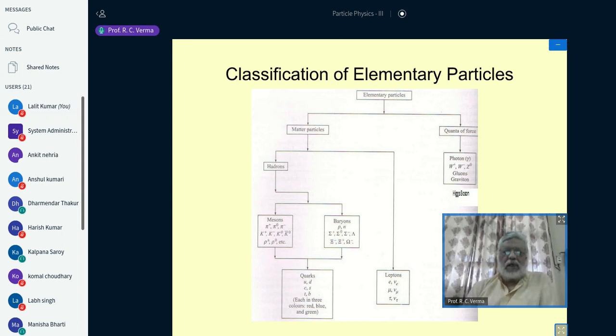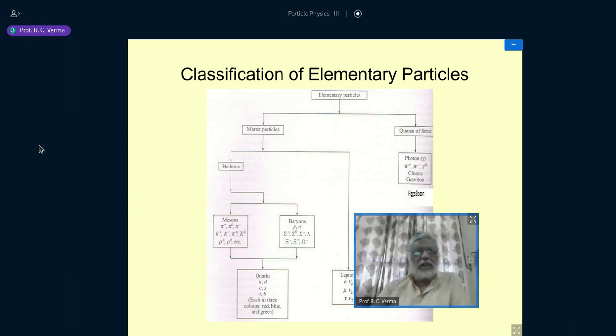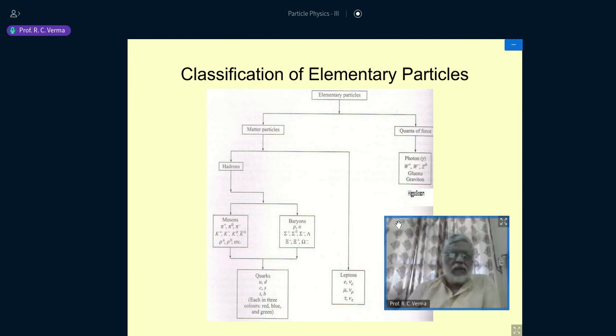So matter particles are divided in two categories, that is hadrons and leptons. Leptons are luckily 6 in number and they are point-like. They are not composed of anything else up to the present scale of energy. Whereas hadron families can be divided in 2 or even 3 categories. That is mesons, baryons. If you like, you can also add antibaryons, because from the Dirac equation or relativistic treatment of fields, we have understood that every particle should have its anti-partner.